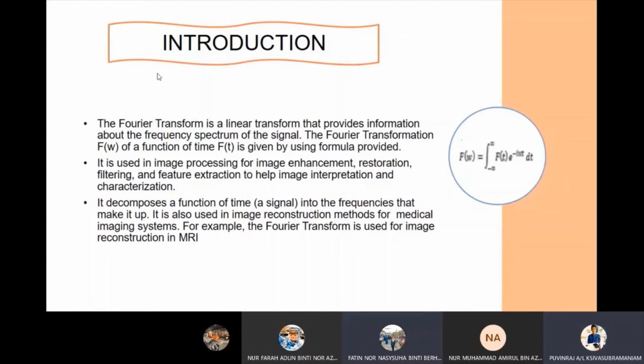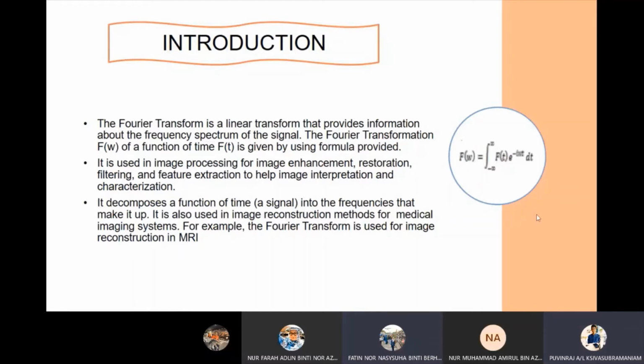Alright, I will explain the introduction of our project. The Fourier transform is a linear transform that provides information about the frequency spectrum of a signal. The Fourier transformation F of omega of a function of time f of t is given by the formula provided. You can use the formula provided in the slide.